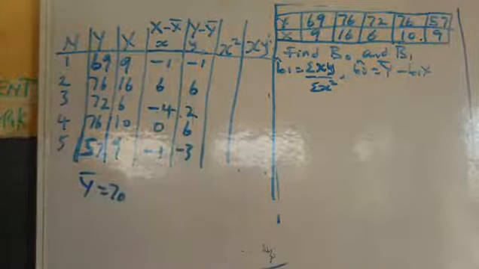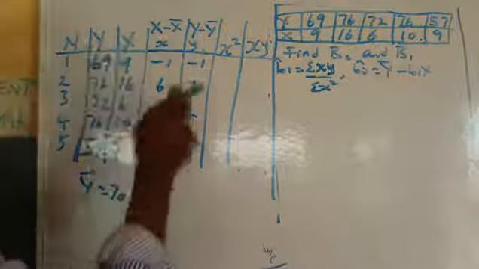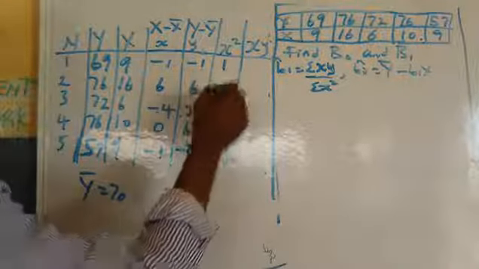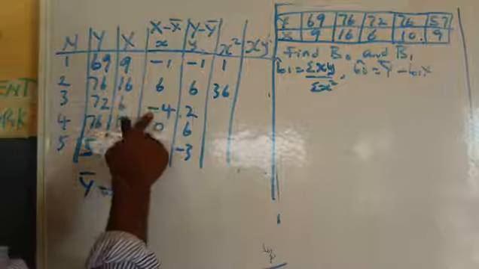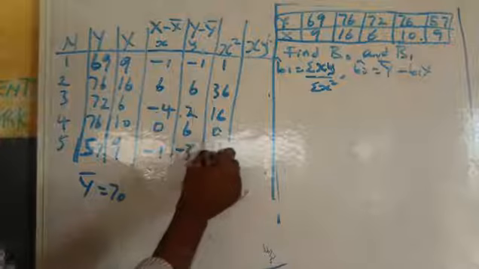Quickly, then x squared, this small letter x. X squared makes x times x, which is minus 1 times minus 1, 1. 6 times 6, 36. Minus 4 times minus 4, that will be 16. 0 times 0 is 0. Minus 1 times minus 1, that's going to be 1.